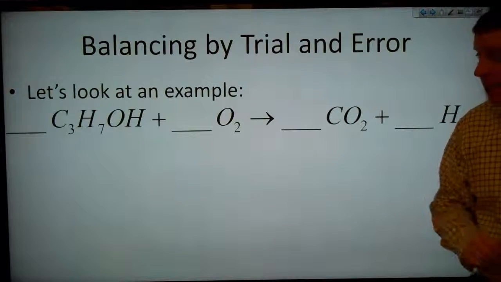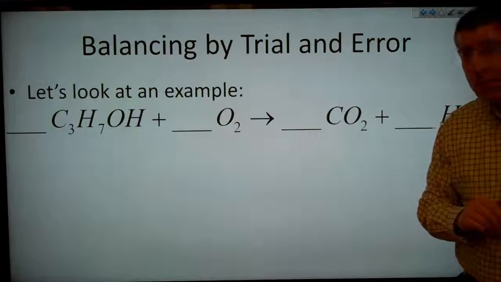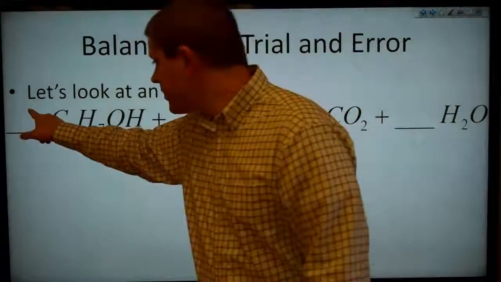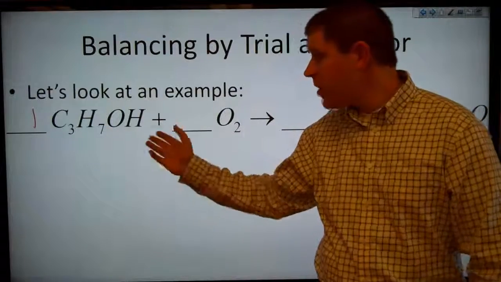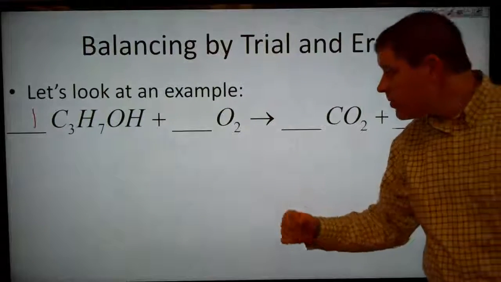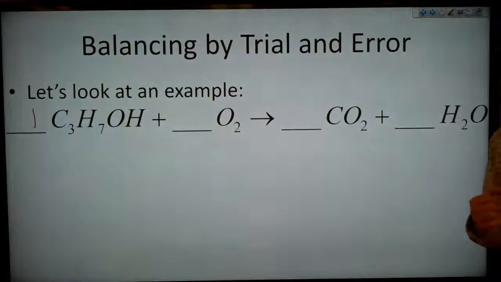So let's look at an example. Here we have a chemical equation with some blanks to indicate that we need to plug in some coefficients. Let's start out by putting a 1 in front of our molecule over here. This is C3H7OH, propanol, plus O2, oxygen gas. This then yields carbon dioxide and water.